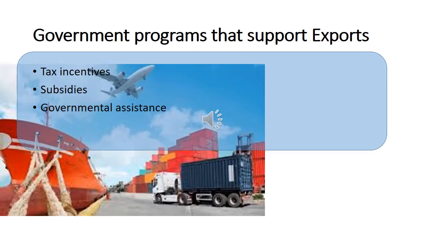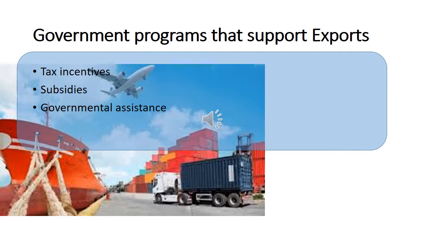Governments commonly use three activities to support export activities of national firms. First, tax incentive. Tax incentive treats earnings from export activities preferentially, either by applying a lower rate to earnings from these activities or by refunding tax already paid on income associated with exporting.